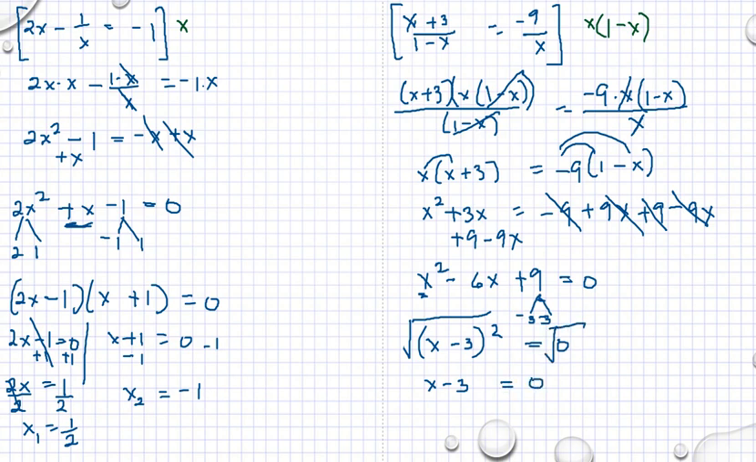Then we have, if we add both sides of the equation by 3, then we have x is equal to 3. This is 0. That means we have a double root or a repeated root. X sub 1 is equal to x sub 2 is equal to 3, as I explained in one of my videos.